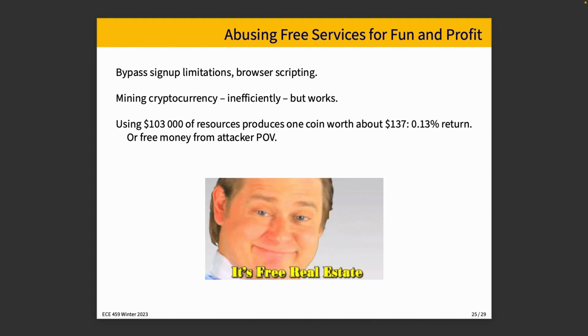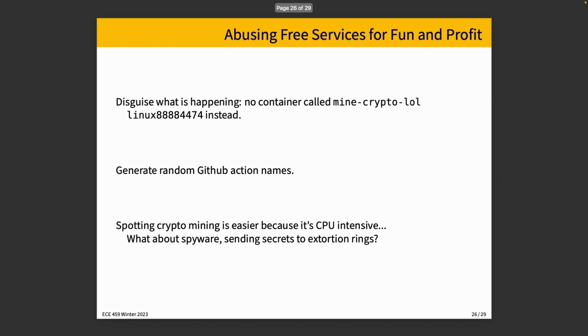That's not actually great. Except, it's GitHub or somebody else who's paying the $103,000, so the return on paying nothing to get 137 is basically infinity. It's free money. Okay, you probably had to do some work to compromise the system and set up and run the stuff, but let's call it practically free money, or as the saying goes, it's free real estate.